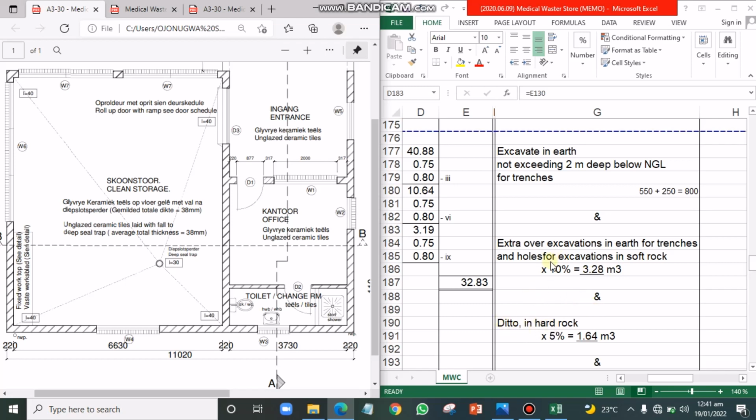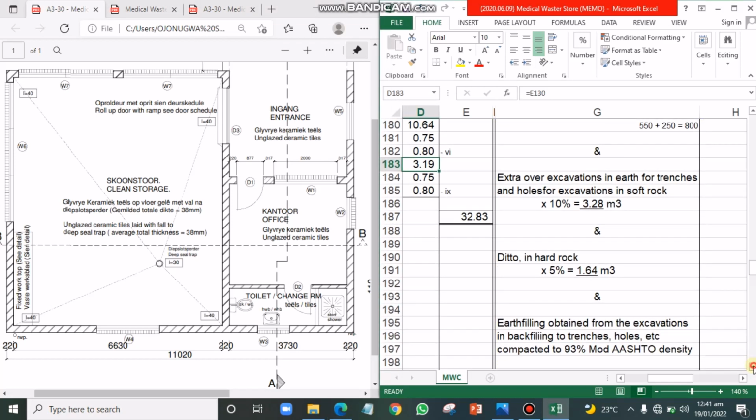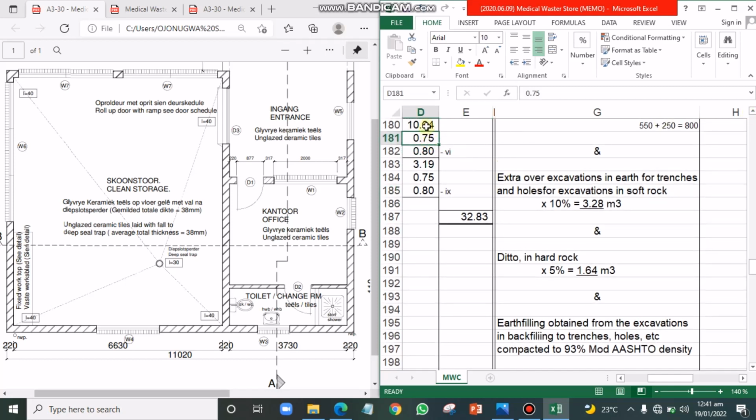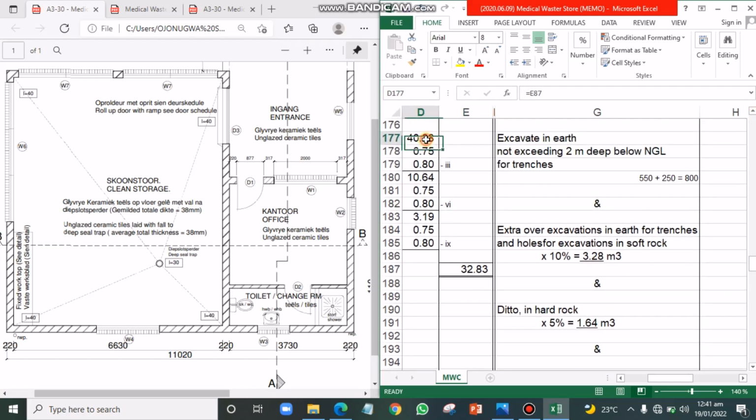This one is for soft rock. For hard rock, we are expected to give a 5% allowance. So 5% of the original trench excavation quantities. You know how I got this 32.83 is by multiplying 3.19 by, in fact, squaring this. Any value you have, you drop it here. Then we square this other one, this multiplied by this times this. You write the answer you have here. Then the first one too, you do the same.